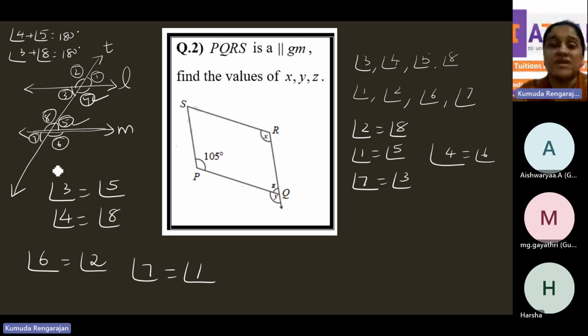Now vertically opposite angles. You know them, right? Angle 1 is equal to angle 3. Vertically opposite angles are equal. So angle 1 and angle 3, vertically opposite angles, they're equal. Sorry, this is 4, no? Angle 2 and angle 4. Angle 2 and angle 4 are equal.